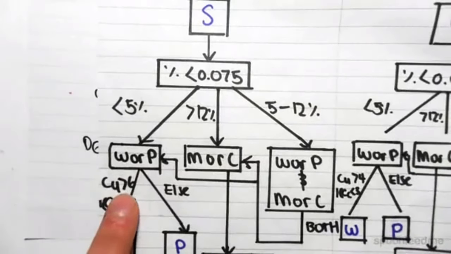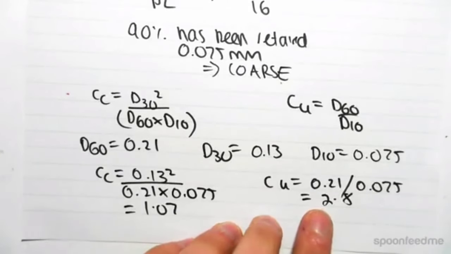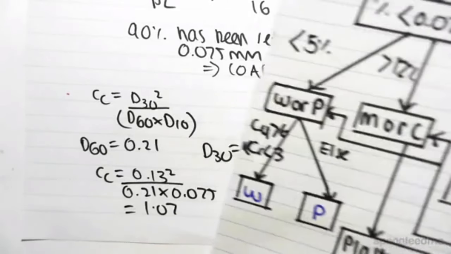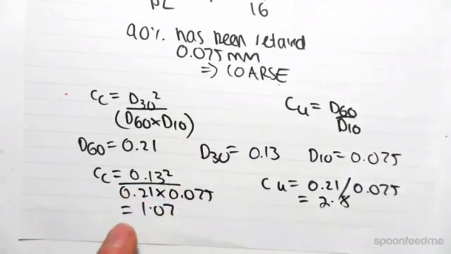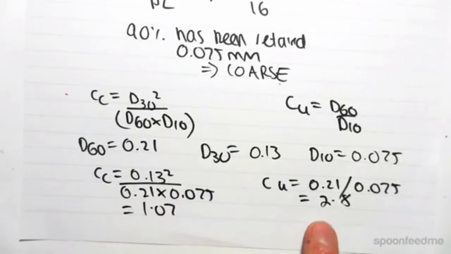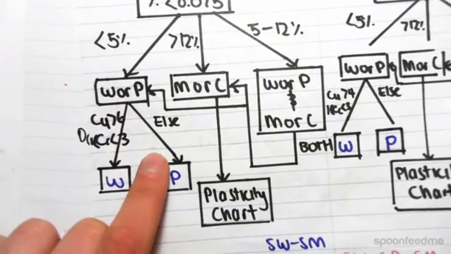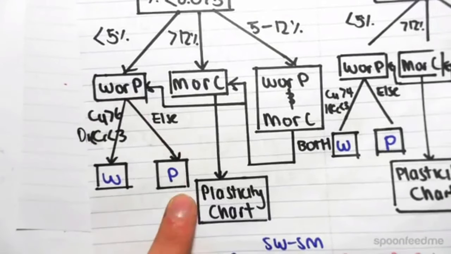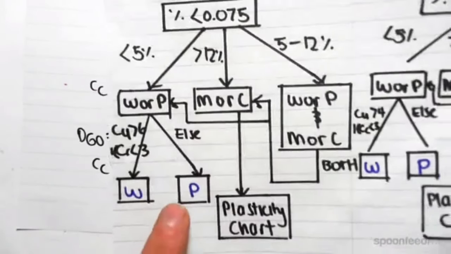So CU must be greater than 6. CU is 2.8, so it's not greater than 6. So straight away we have to go to our other curve. If we were just to look at the other value, CC is between 1 and 3, and our CC is between 1 and 3. So that works, but this one is incorrect, which means we're coming down this else branch. Okay? So if we come down the else branch, we've picked up a P.